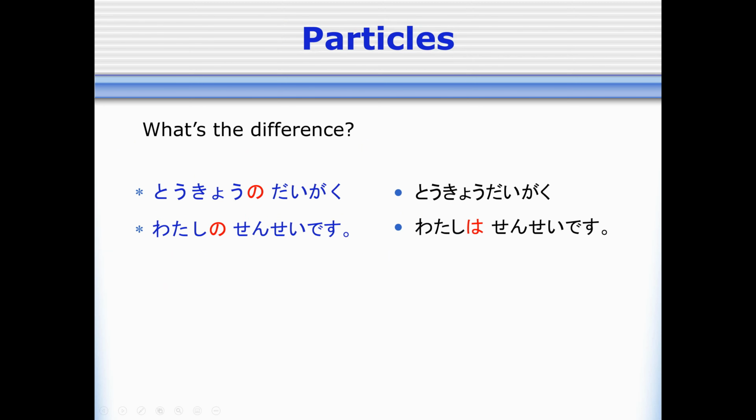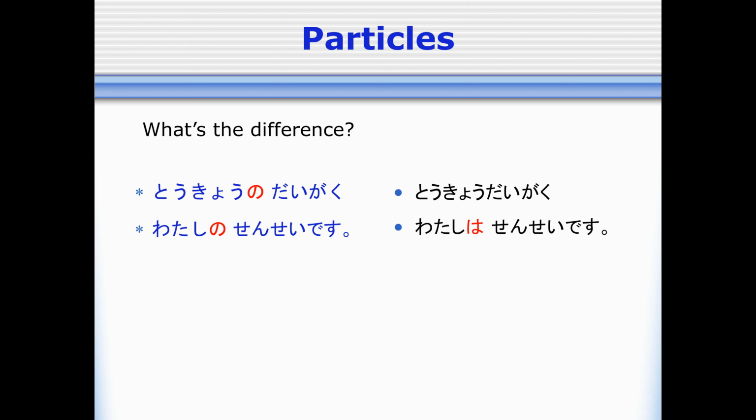So first of all, what is the difference, do you think, between Tokyo no daigaku and Tokyo daigaku? This is something that's a little tricky for a lot of new Japanese speakers. So Tokyo daigaku, Tokyo University, this is the name of a specific university. But Tokyo no daigaku means any university in Tokyo.